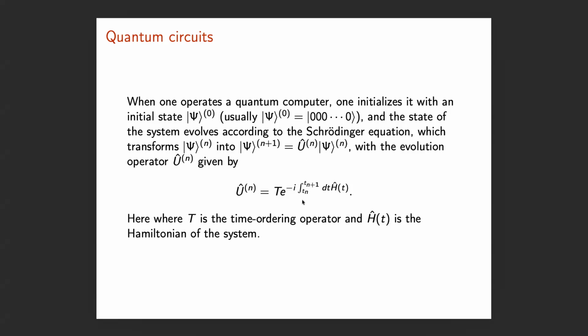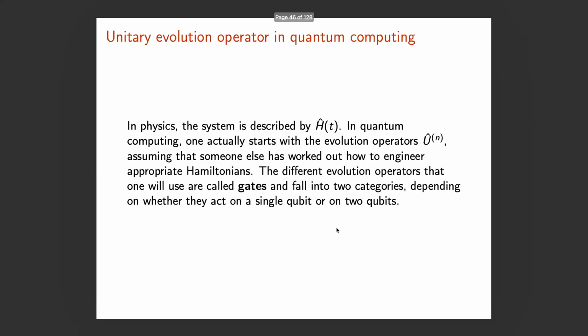And then we have the standard time evolution, where T is the time ordering operator. Some of you are familiar with that. We will come back to these things. And then in physics, the system is described by a Hamiltonian, which is time dependent. That could be some interactions between the particles, plus some external field, which is time dependent. So you can have a laser pulse, which you switch on and off. And the different evolution operators that one will use are called gates. So that's the kind of language we will be using.